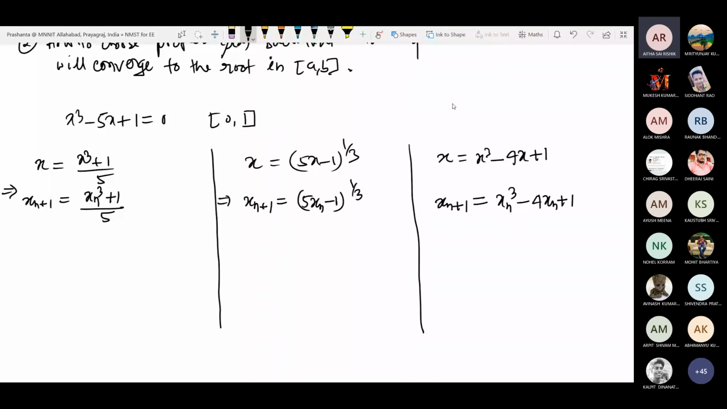Yes, sir. Okay, so now choose one initial guess in this interval. So let x naught equals 1. I have chosen one initial guess, x naught equals 1, in the first representation. So tell me, what is x1? Calculate a few points. 1 cube plus 1 by 5, so 2 by 5, that is 0.4. Okay, what is x2? Tell me. 0.4 cube plus 1 by 5. Calculate and tell me.